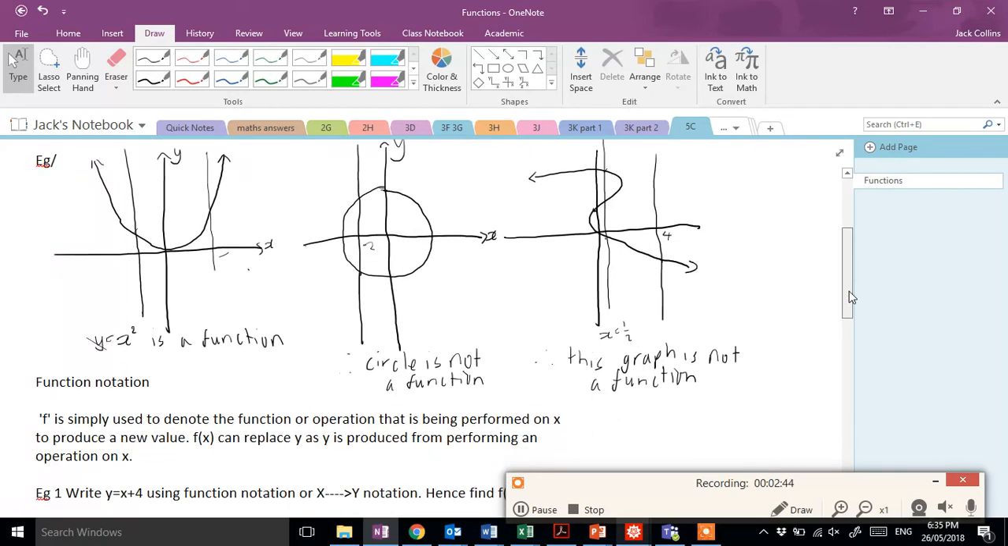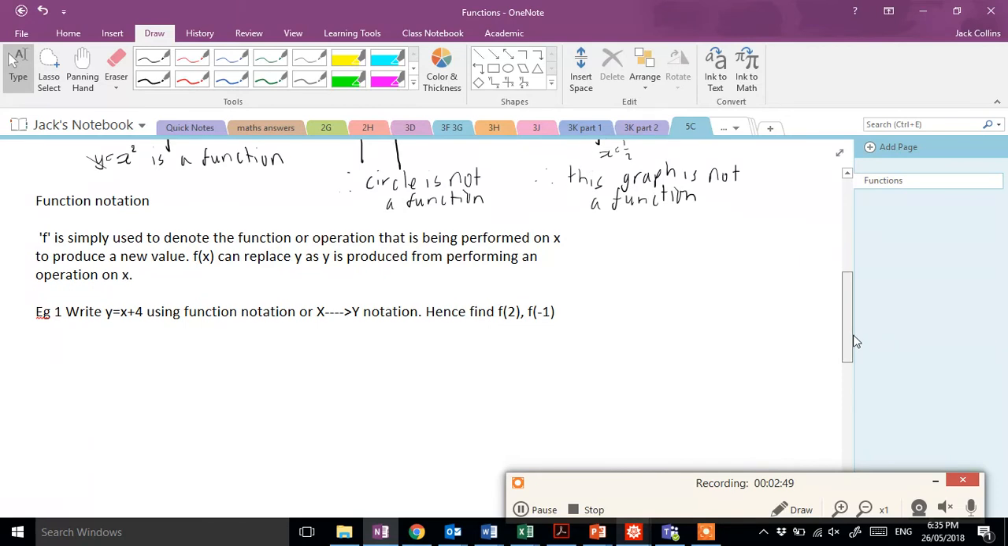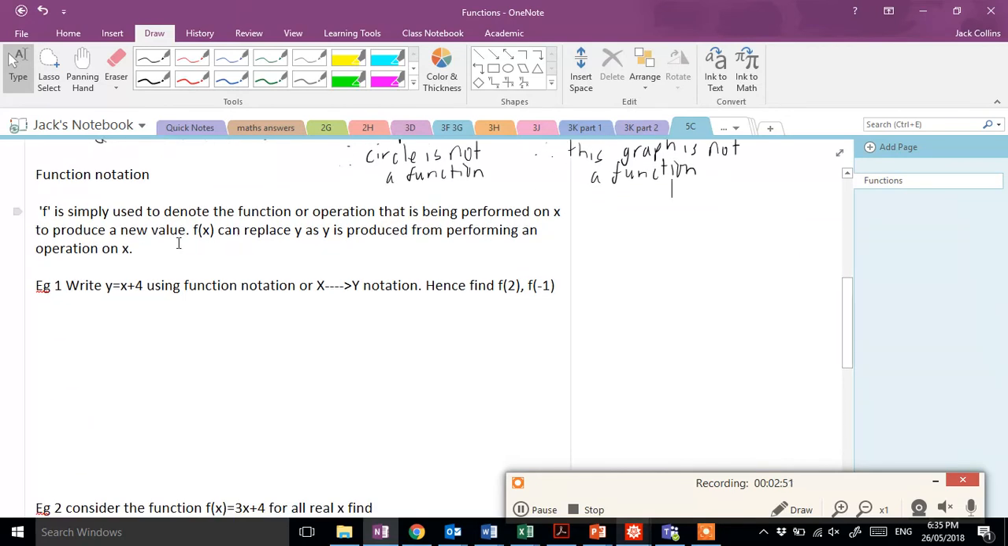Okay, so let's take a look at function notation next. Just making sure you're taking down the notes here, guys, it's really important. Much like when we're looking at polynomials, f is simply used to denote the functional operation that has been performed on x to produce a new value. So when you say y, you can replace this with f of x, as y is produced from performing an operation on x. You can think of f as a machine that when you put x in, it produces a new value. So an example will make this a lot clearer.